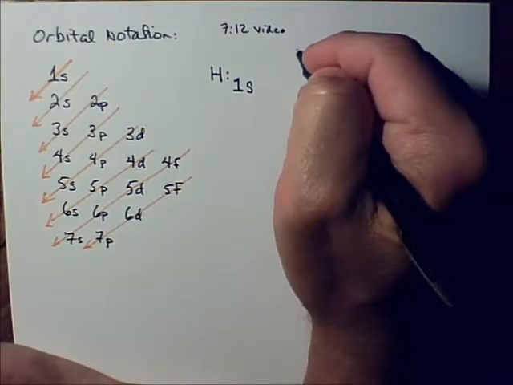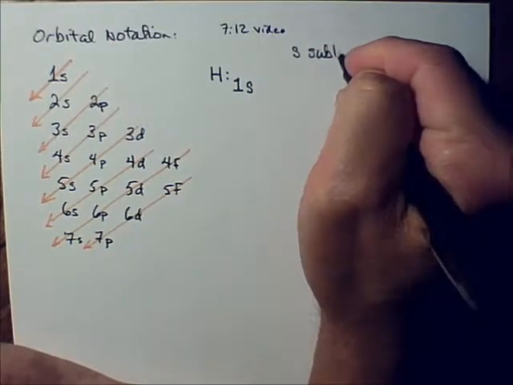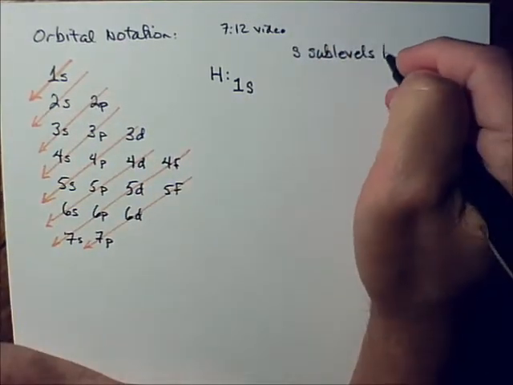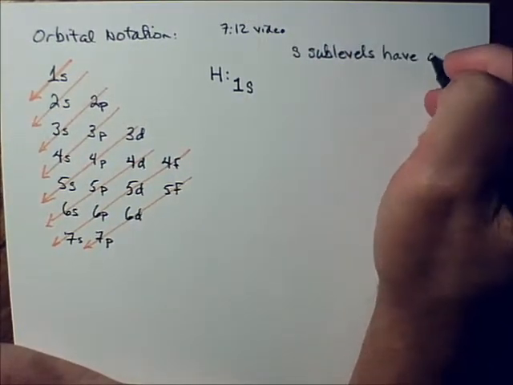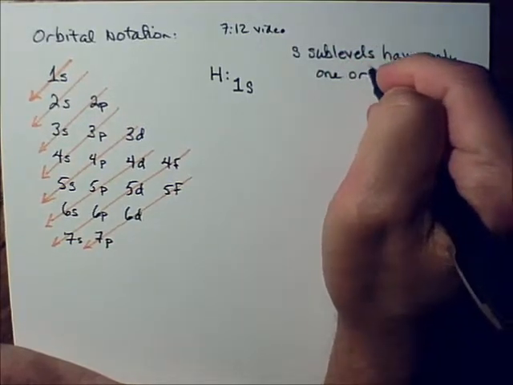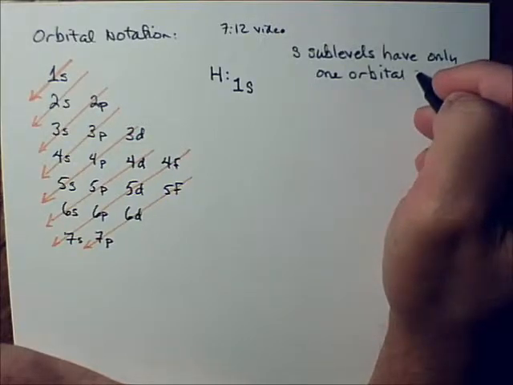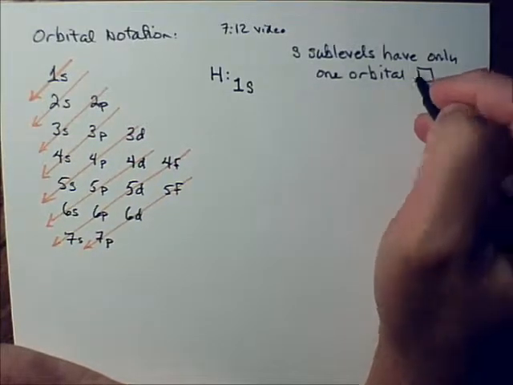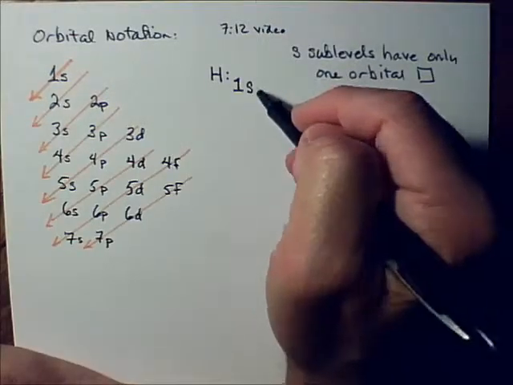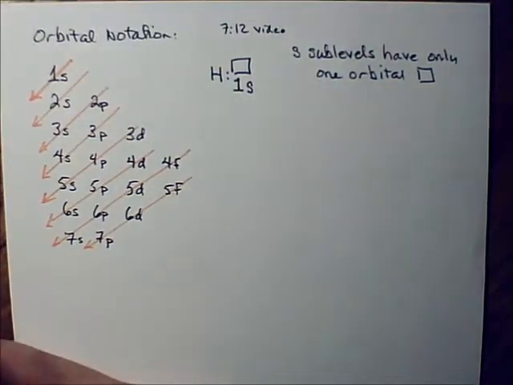Now, you need to know this. S sublevels, and it's a lowercase s, have only one orbital. And we're going to represent orbitals, remember, as squares. Alright? So above 1s, that's where we're going to put this orbital symbol.